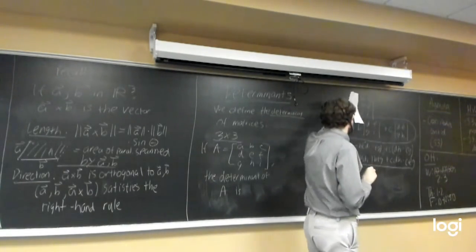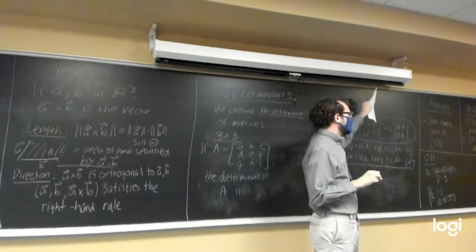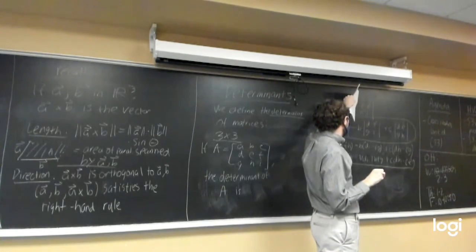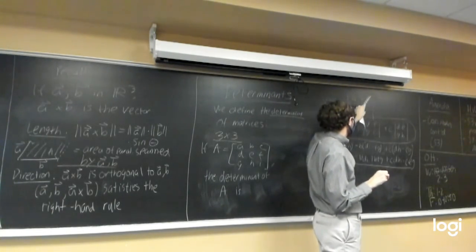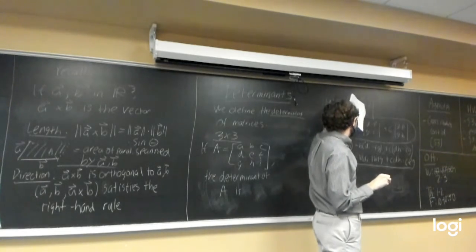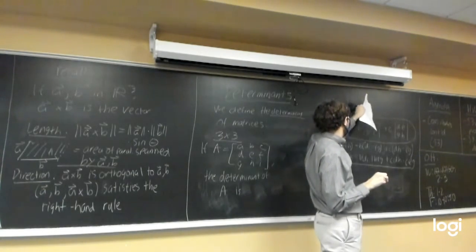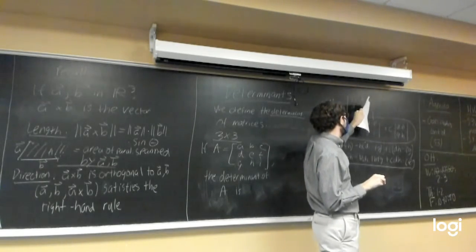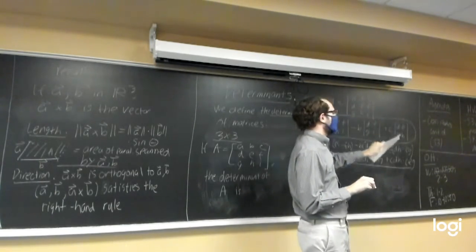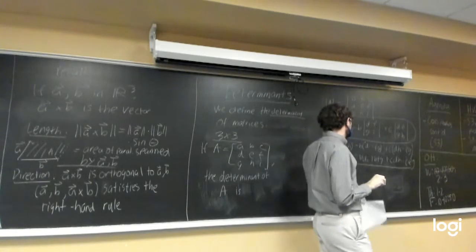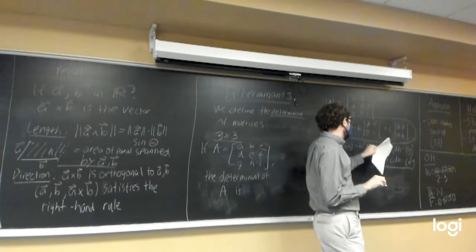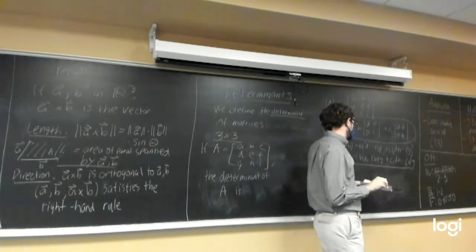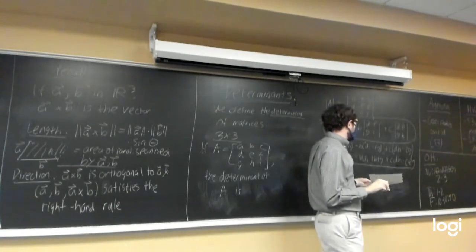this: that we're just working our way along the top row, adding A times determinant 2x2 of what's left when we remove the A row and column, minus B times determinant of what's left if we remove the B row and column, plus C times determinant of what's left if we remove the C row and column. That's what I find helpful to remember and not try to memorize this gobbledygook.